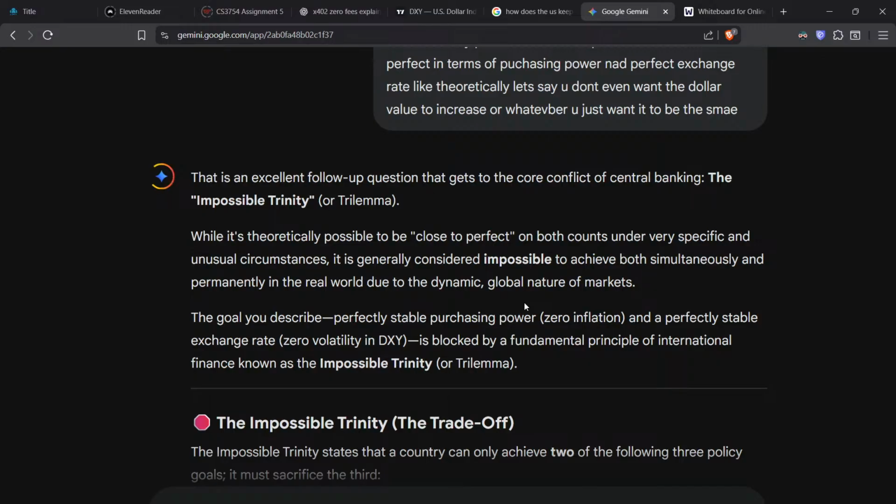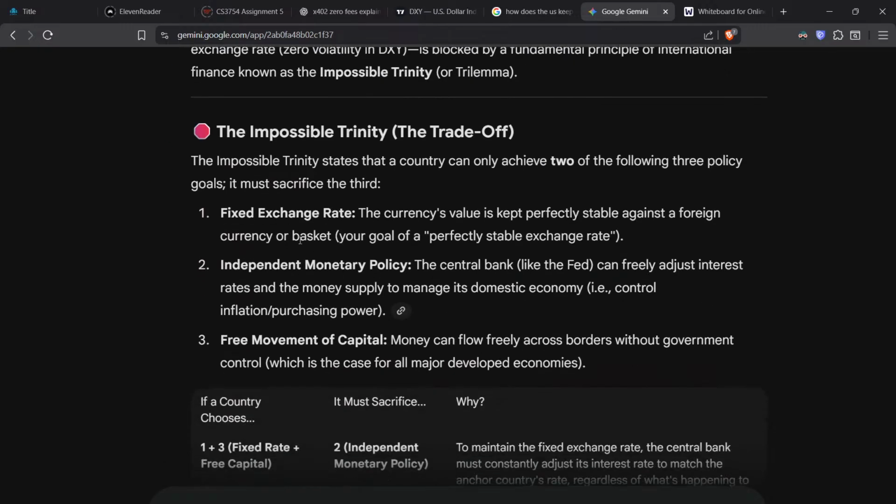Well, it's theoretically okay. Fixed exchange rate. The currency value is okay. A central bank, like the Fed, can freely adjust interest rates and money supply to manage its domestic economy.